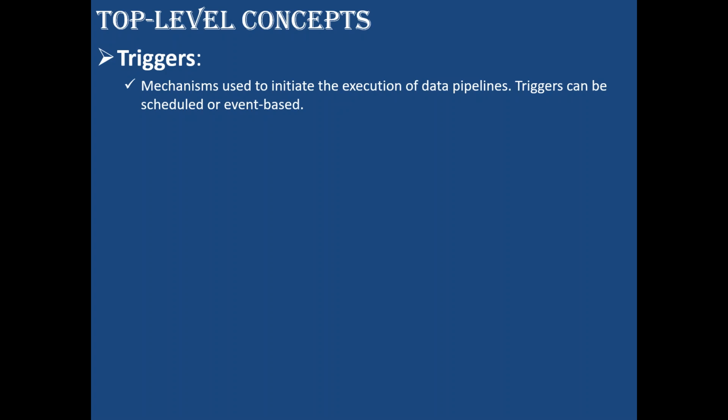These triggers can be scheduled or event based. What is scheduled? Every day at 8 a.m. I want to run, or every day at 4 a.m. I want to run. You can use schedule based. What is event based? Event based means whenever a new file comes into the blob storage, you immediately run the pipeline based on the new event that occurred. New file arrived into the blob means new event. When a new event occurred, you can respond and run the pipelines to do the data copy and so on.